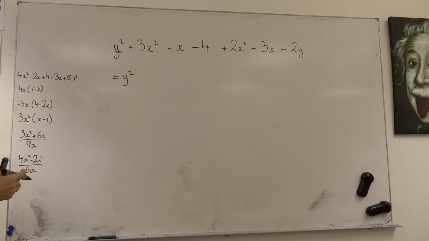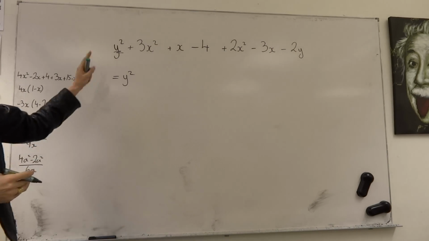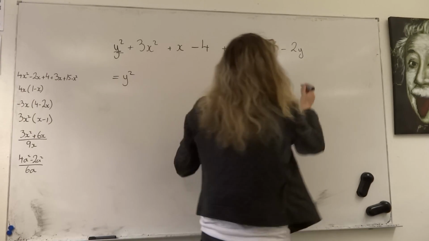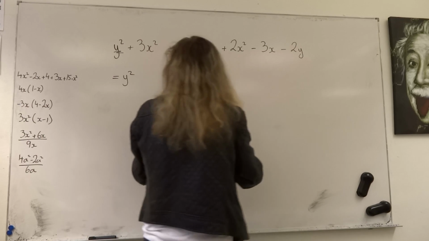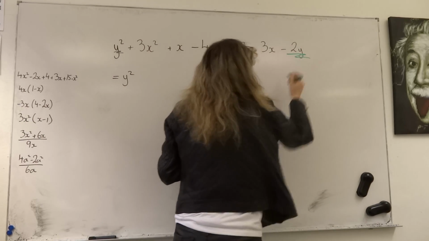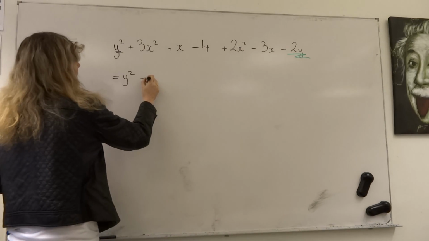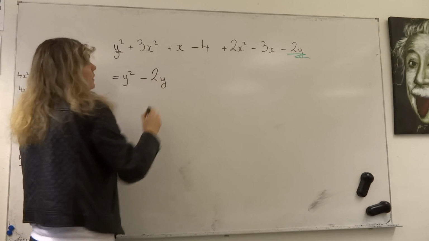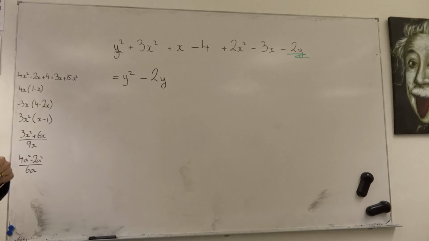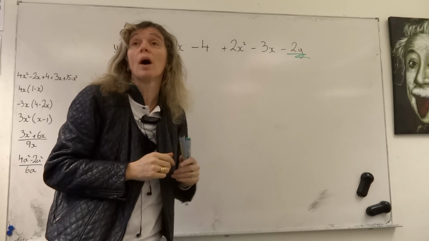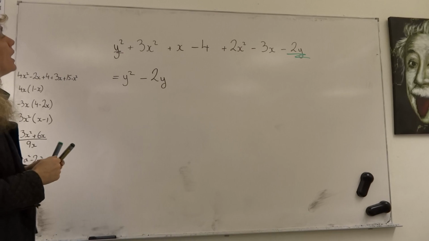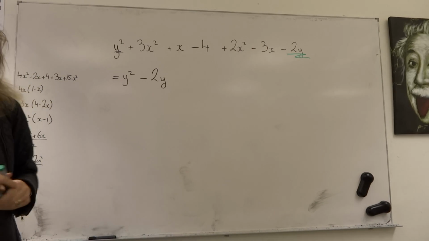Then I'd probably look for other y's. Are there any more y's? Yes, there's one more here, and it comes over here. Minus 2y. And that's the only place there's another y. So after y squared, I'd put minus 2y. And the order doesn't matter here. You could have left minus 2y at the end. That doesn't matter. Then I'd start looking for x squared terms.